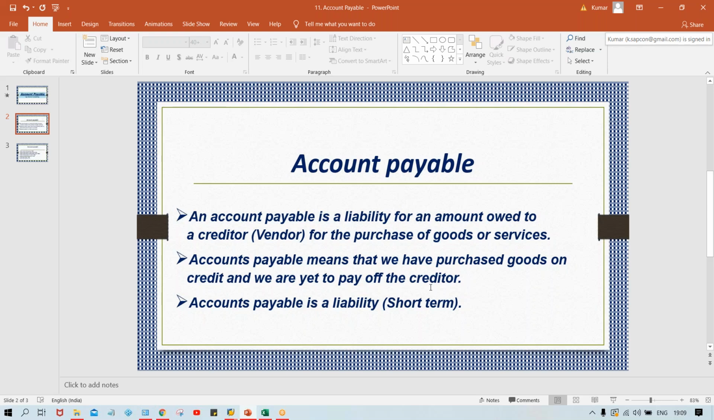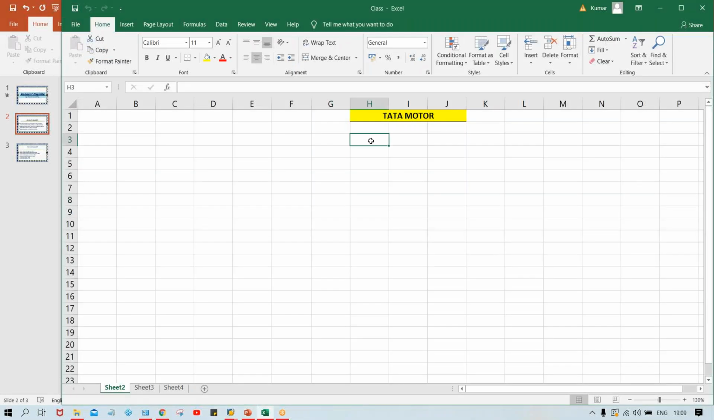So whatever payments are still due, let's suppose, I have purchased goods worth 1,000 rupees from a particular vendor A. From vendor B, I have purchased goods worth 4,000. From vendor C, I have purchased goods worth 6,000. Likewise, we have D, let's suppose 2,500, and E again 4,000. So likewise, multiple vendors will be there.